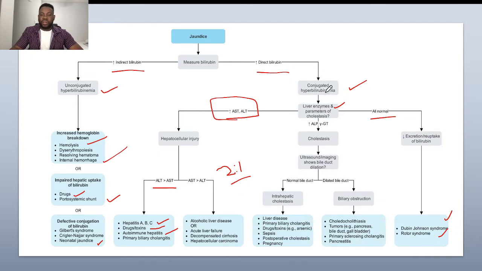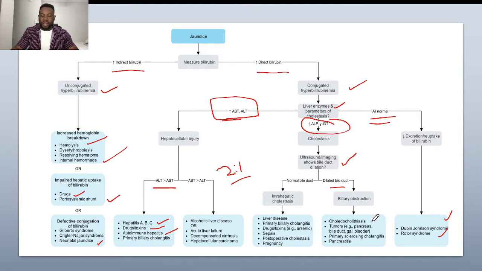Now let's come to this part of the chart. Now, if you do your liver enzymes and then you realize that your AST and ALT doesn't fall into any of them, then you are looking at ALK-phos and GGT. If ALK-phos and GGT are high, you are looking at a cholestasis, because ALK-phos and GGT mainly are in the biliary duct system. So you want to think of cholestasis. Now we have to do ultrasound imaging to see if there is a dilatation of the bile duct or not. If there is a dilatation, then it's most likely biliary obstruction.